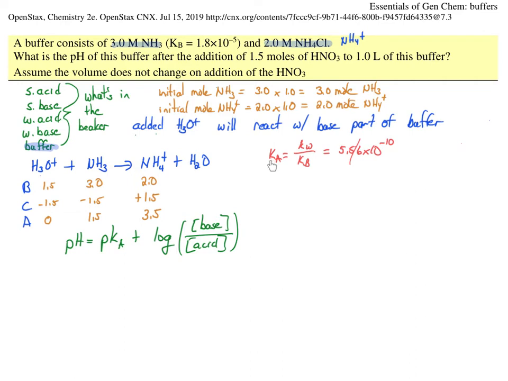So we can convert to Ka in the usual fashion. Alternatively, if we wanted to, we could have calculated the pKb and subtracted it from 14 to get our pKa. Either way would result in the same answer. So we can sub in our values. And again, we can substitute in our moles of base and acid because we recognize that they're both in the same solution. So our moles of base is 1.5, our moles of acid, 3.5.